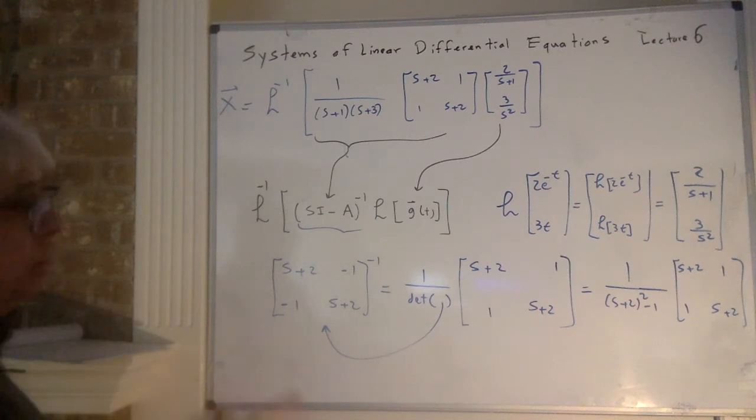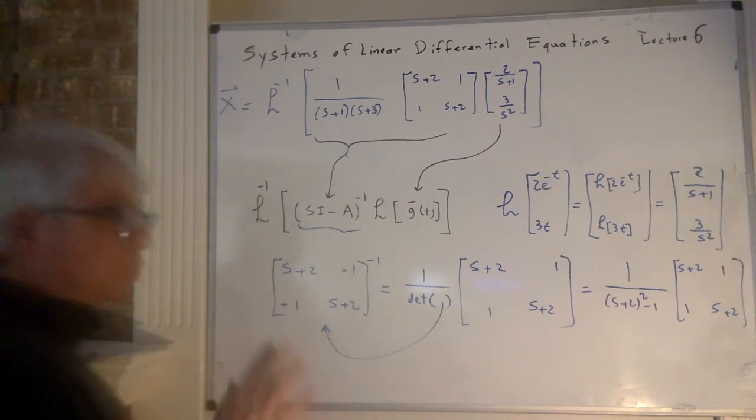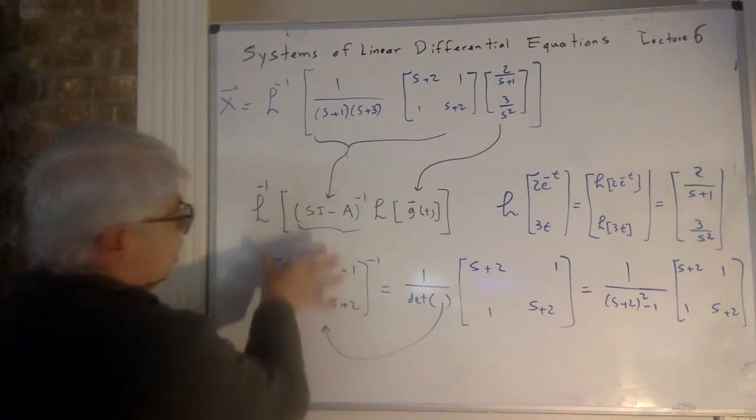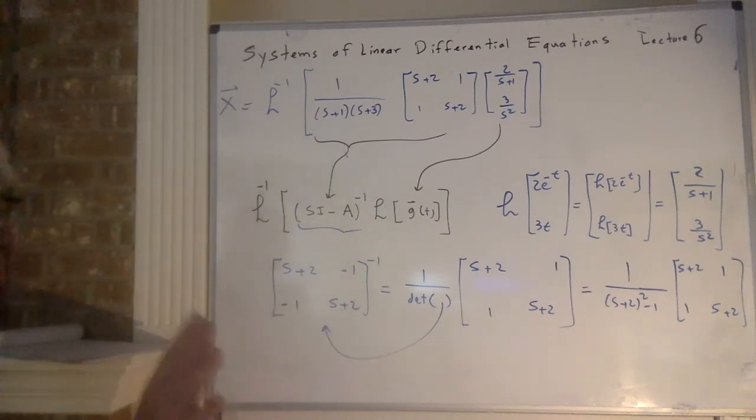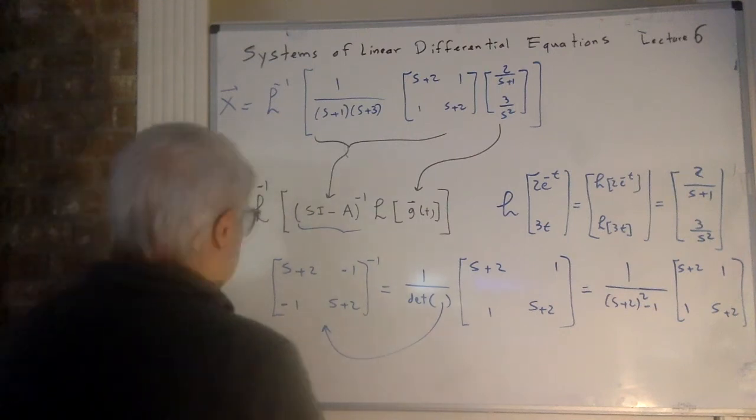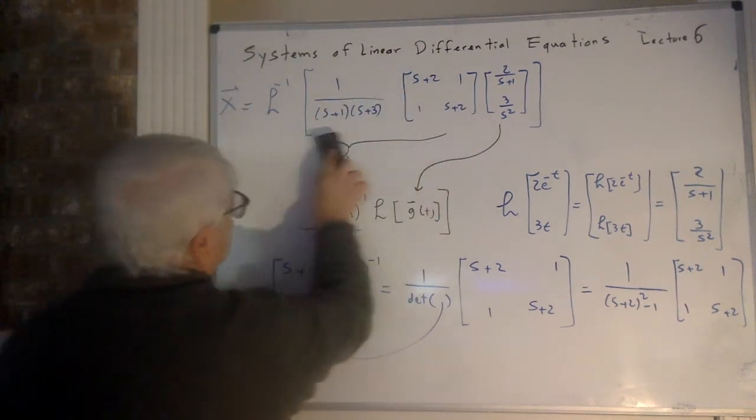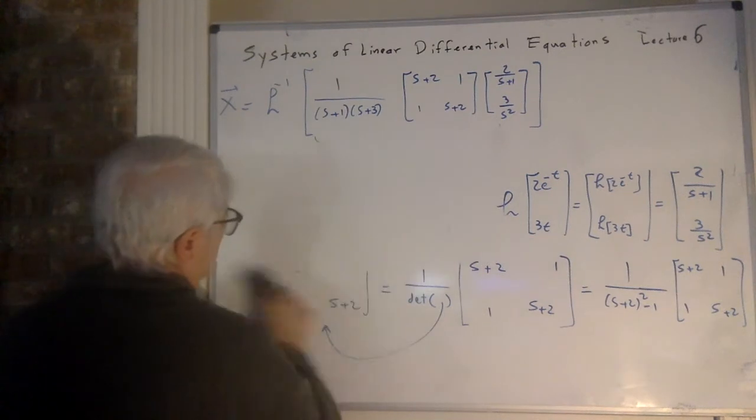So, as I said, and I say it again, if you have a 2 by 2 matrix, or 2 equations and 2 unknowns, finding the inverse of this is easy. Just use that formula for the inverse and you have it. Now, let me just do the calculations here and write it down for you.